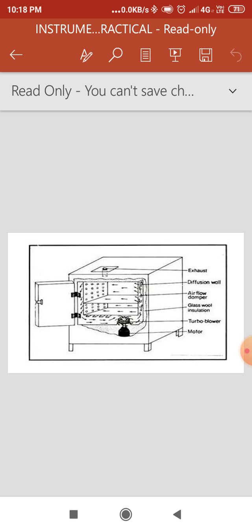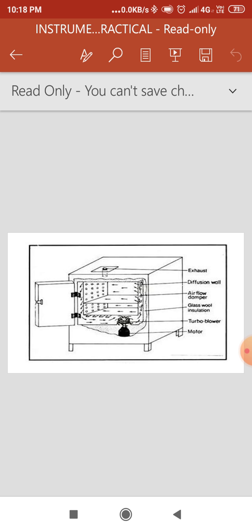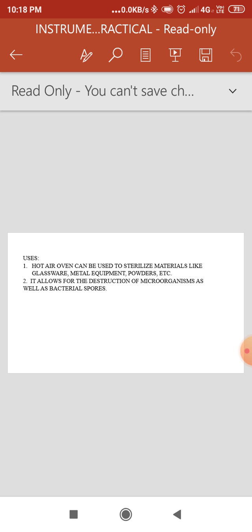See here, this is again a figure of the autoclave, sorry, the figure of the oven. And what are the applications or uses of this hot air oven? It is used to sterilize materials like glassware, metal equipment and powders. It allows the destruction of microorganisms as well as bacterial spores.